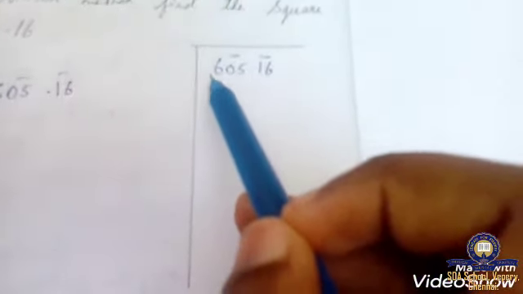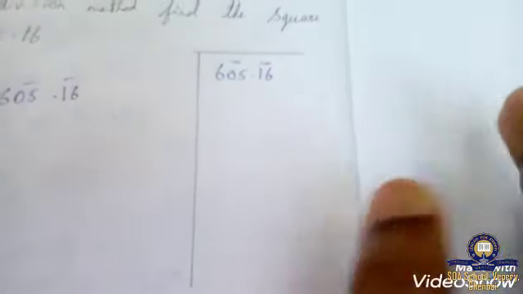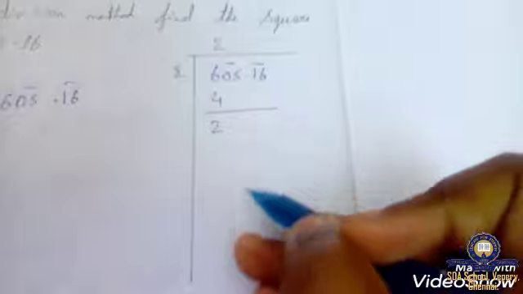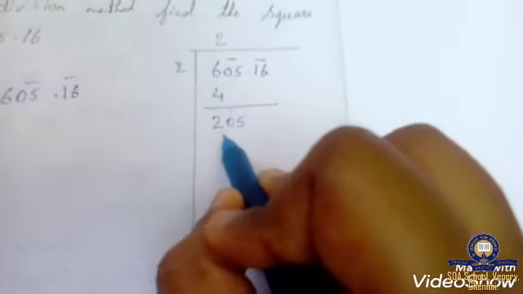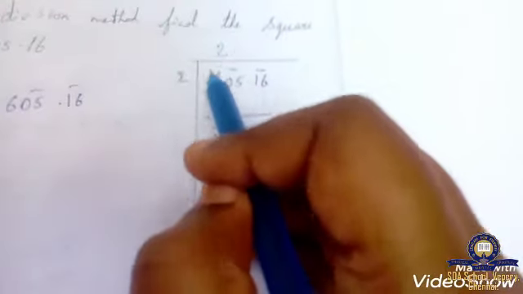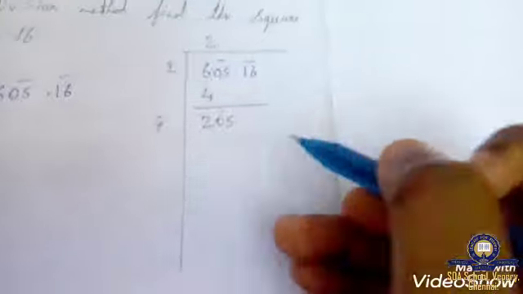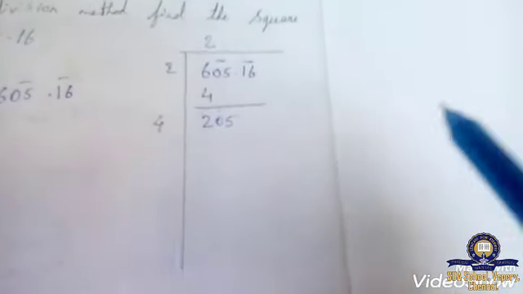From this, first of all take the first thing, 6. 6 is not an exact perfect square, so we take 2 into 2 as 4. So the remainder is 2. When we bring down the second pair, we get 205. Now we are going to double the quotient. We get 4. To find the exact number, let us multiply with the same number to it.